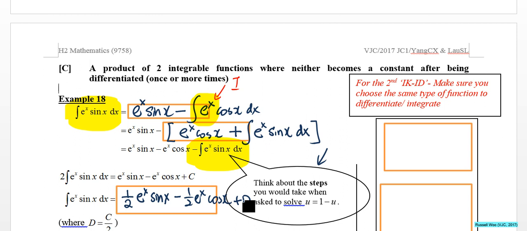I repeat, for this kind of integration, you have to do it 2 times. And you should be happy when you get the same thing after the second time. Follow? And this must be a minus. Imagine you have a plus here, you got a big problem. Okay, it must be a minus. Okay, that's that.